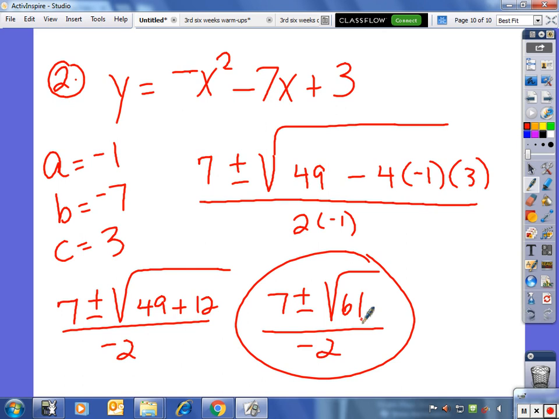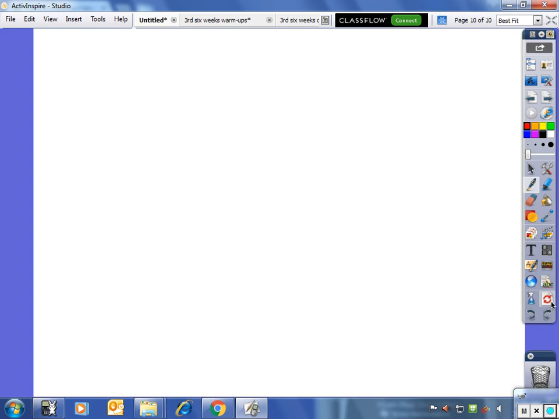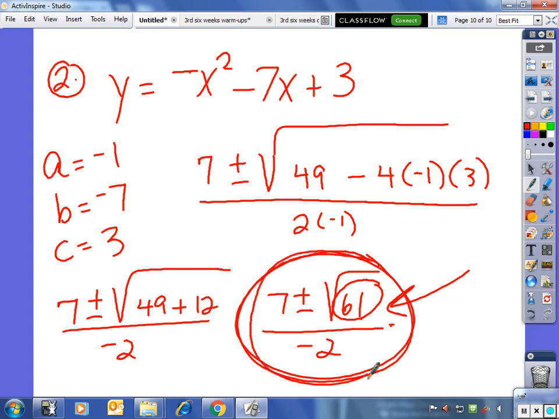Okay, now, so for the roots, you can just leave the answer like this, because you don't have a calculator. If I gave you a calculator, you would have to actually get the calculator to estimate the square root of 61, and then you'd have to work that out. But since 61 is not a perfect square, we can leave our 2 answers just like this.